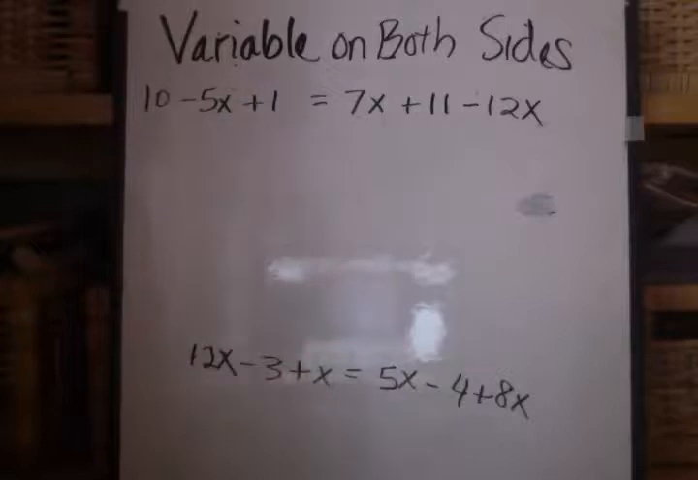Okay, here's some more examples of variables on both sides. And remember, what we found here is there's three possible solutions when you have variables on both sides. The first solution is that you can actually just get a value for the variable, like x equals 7.